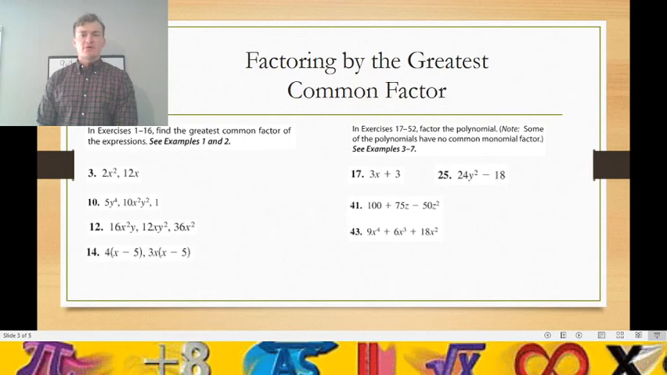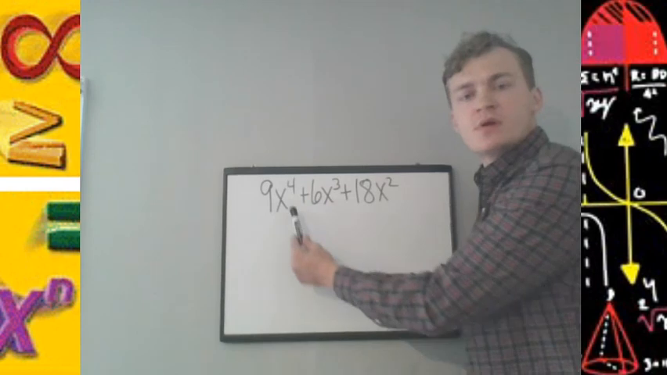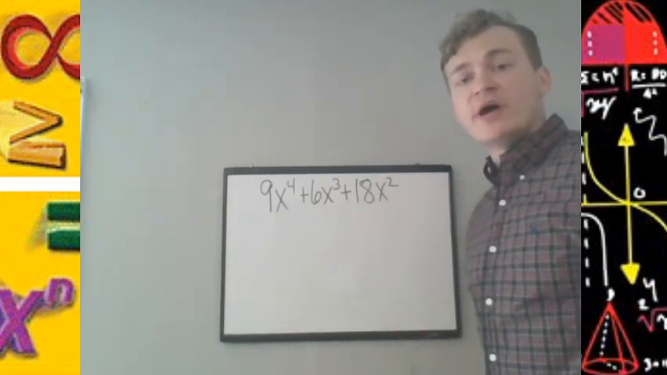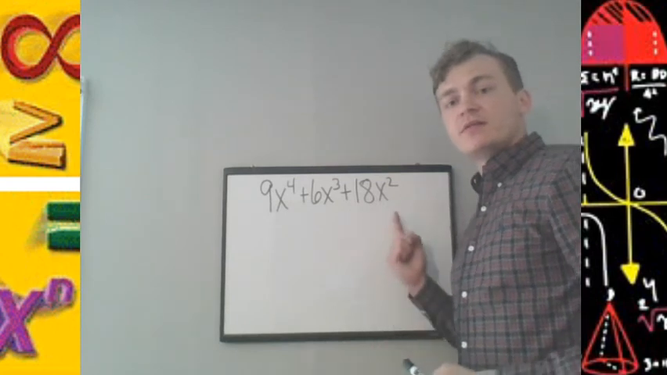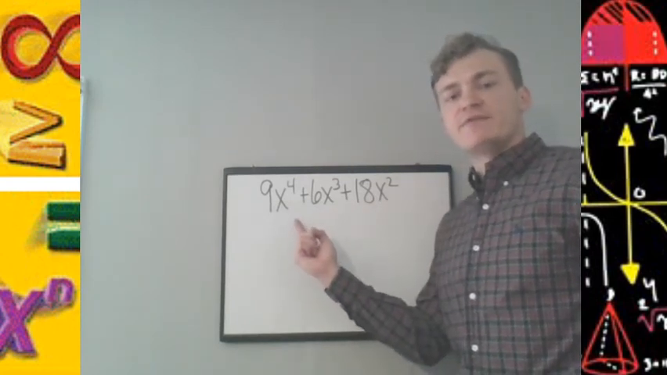9x to the fourth power plus 6x cubed plus 18x squared. Factor the polynomial. Each of these three terms here contains the variable x. X squared is multiplying 18, x cubed is multiplying 6, x to the fourth is multiplying 9.